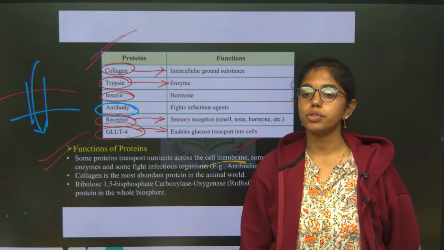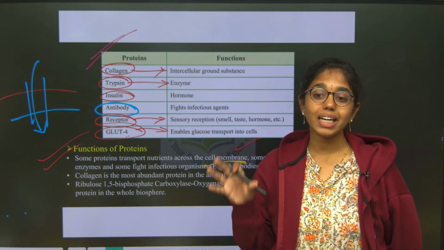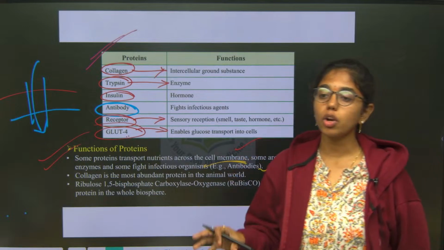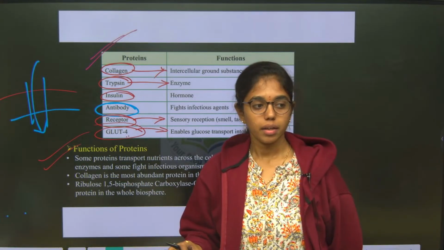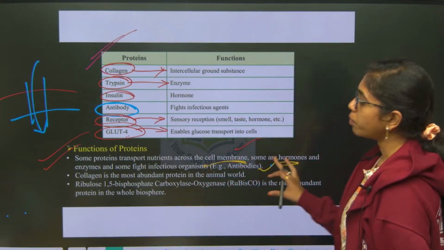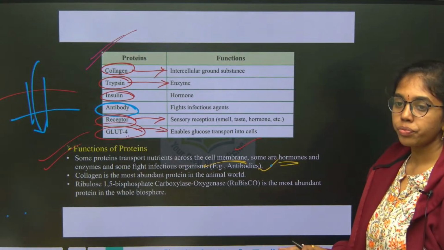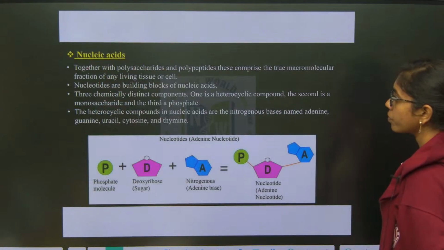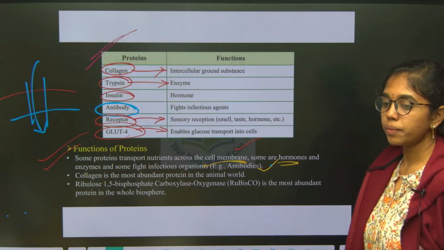Rubisco is synthesized from double stranded circular DNA, which is present in the chloroplast. We have discussed that, right? Okay. So, this is about proteins. Any doubt anywhere?